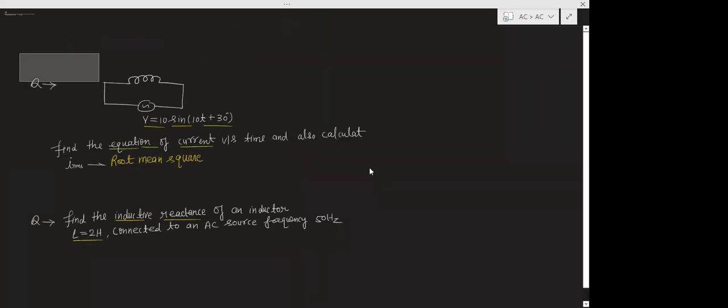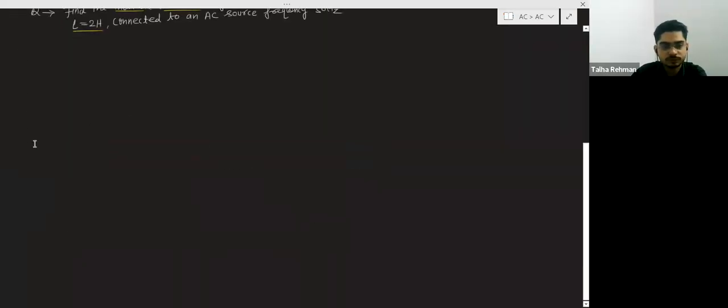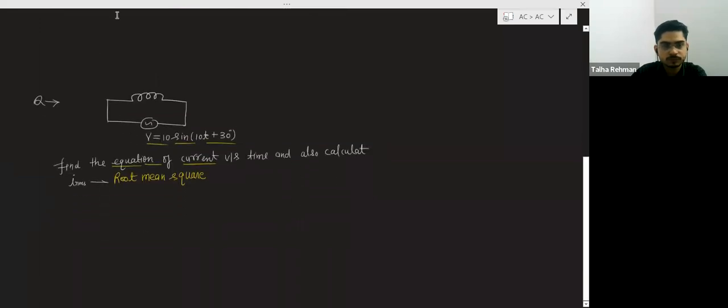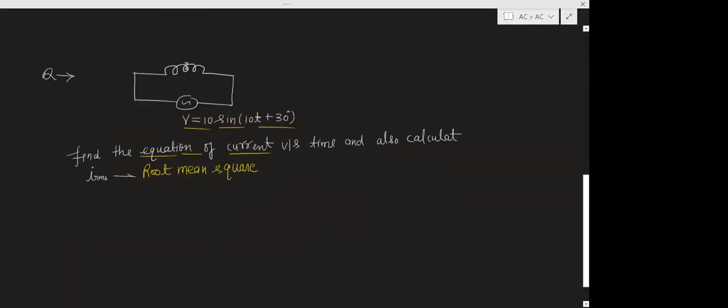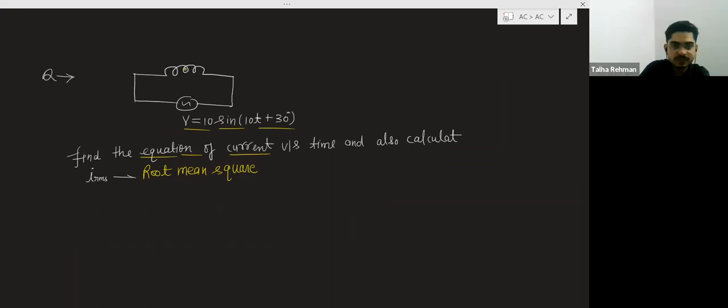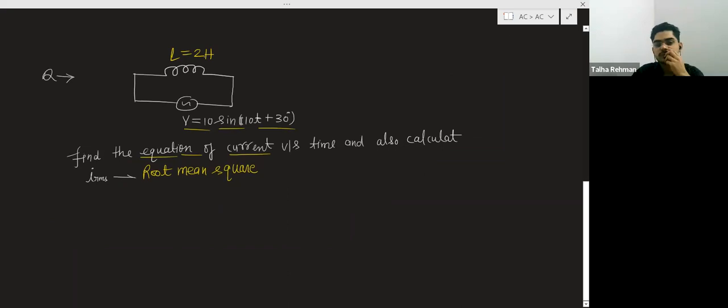So this is the question. This is the inductor, and it has a self inductance of 2 Henry. And a voltage source is connected. V is equal to 10 sine 10t plus 30 degrees. Okay, this is the voltage. Find the equation of the current versus time. Basically, from this voltage equation, we want the equation of the current, and also calculate the root mean square value of the current.